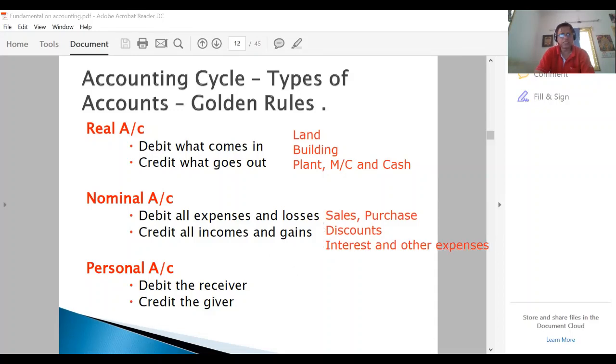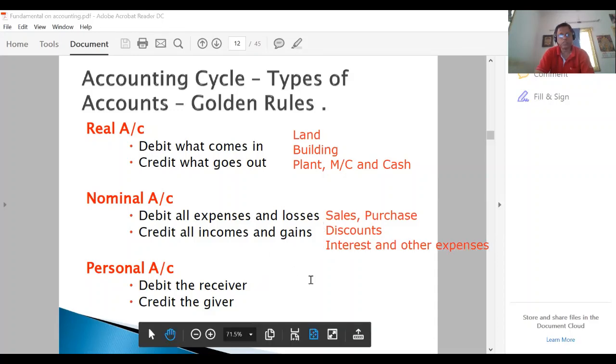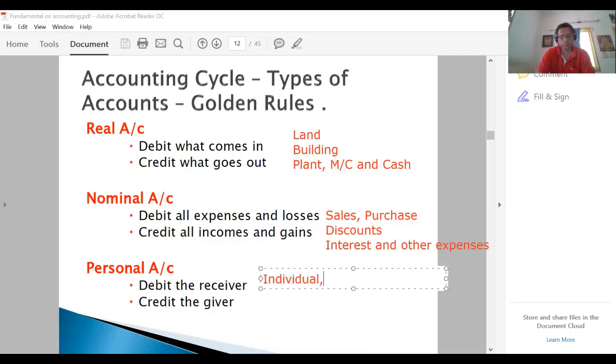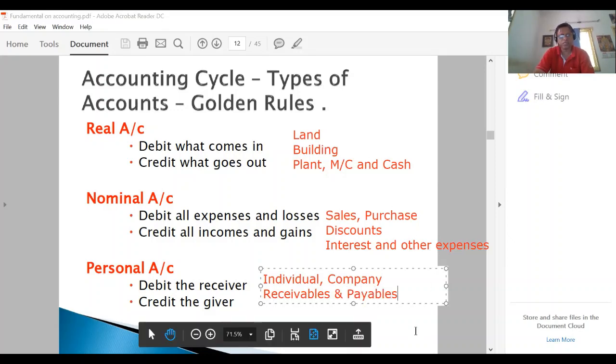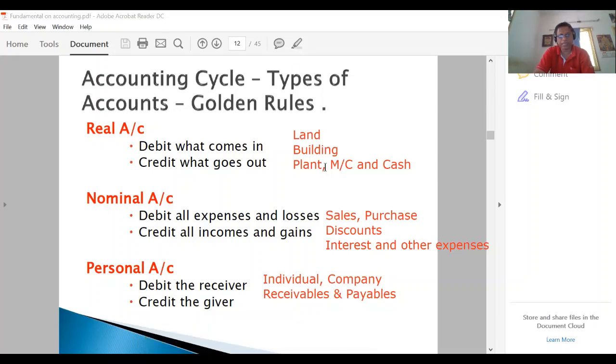Personal account is basically individuals, companies, and receivables and payables, right? So these are all the components of real, nominal, and personal. Real account: land, building, plant, machinery, and cash. Nominal account: sales, purchases, discount, interest, and other expenses. Personal account: individuals, companies, receivables and payables.